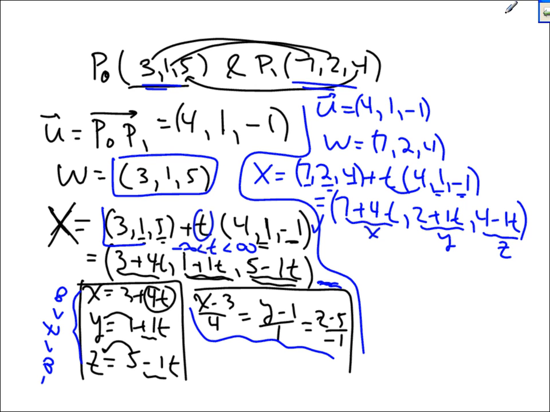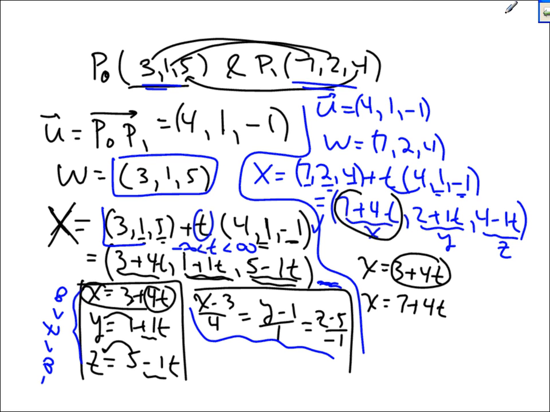Well, here we have X is equal to 3 plus 4T, and over here we have X is 7 plus 4T. Are they equal? Well, not for the same T value. Like if T is 1, you get 3 plus 4 times 1, or 3 plus 4, which is 7. And over here, you'll get 7 plus 4 times 1, which is 11.